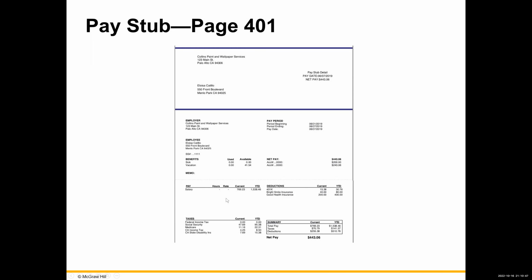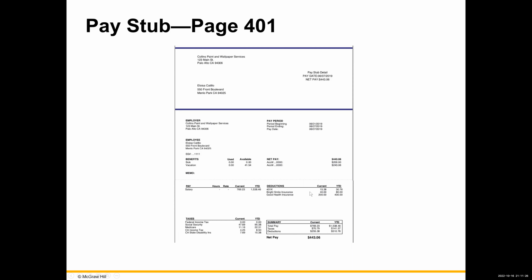Well, if you look down here, this person, Alicia Catlillo, is a salaried employee, and she earned $769.23. Okay, that was her gross pay. But then she has some voluntary deductions, like a 401k that she contributes to. She also has some health insurance, like Bright Smile, that must be dental insurance, and then Good Health Insurance, that must be medical insurance. That's taken out from this number.